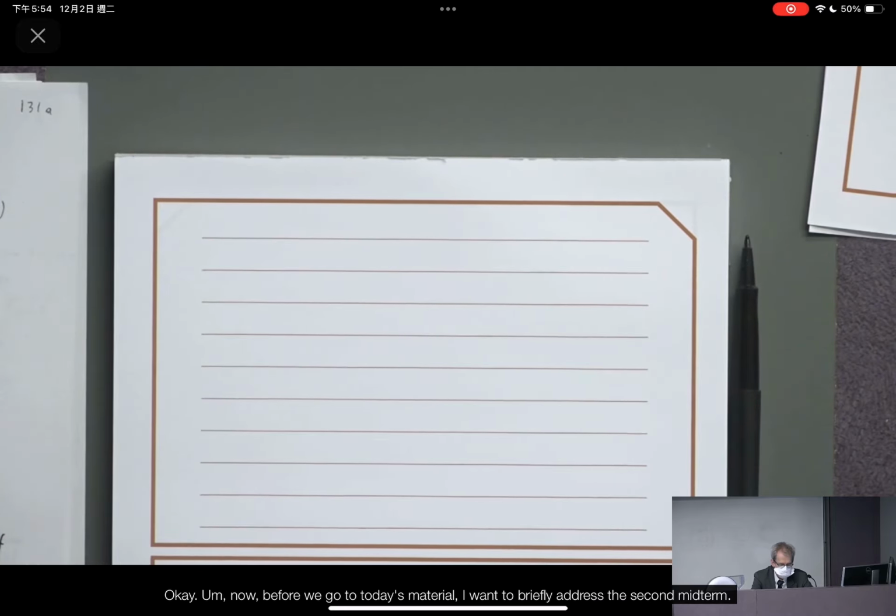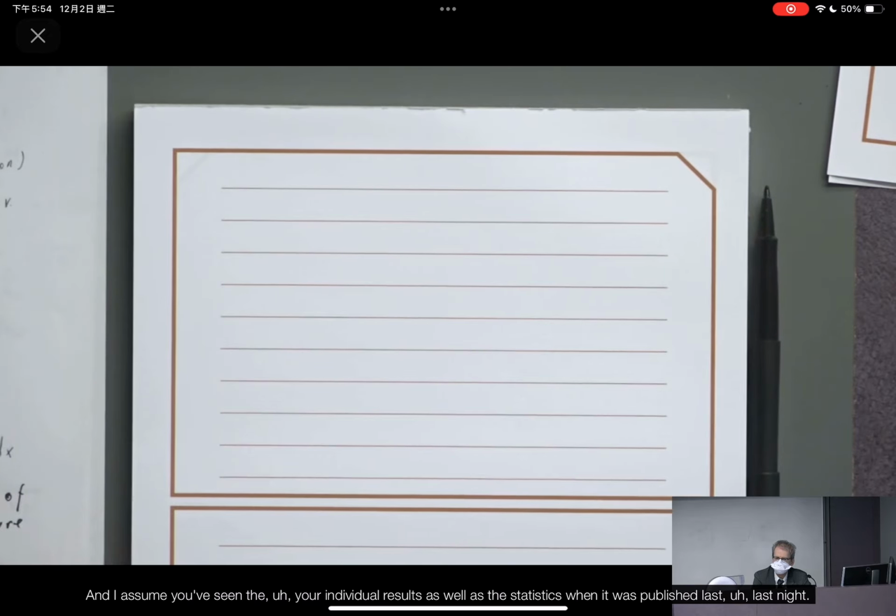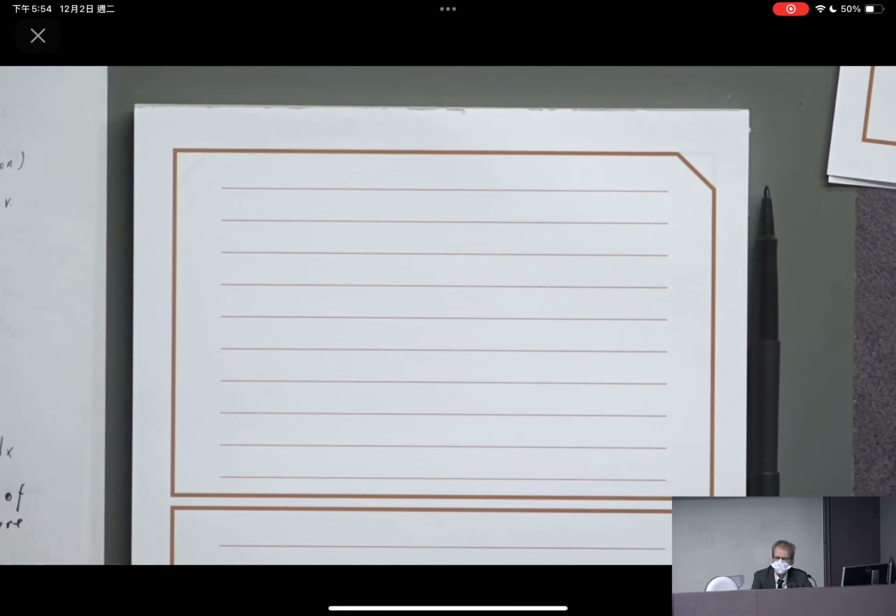Okay, now before we go to today's material, I want to briefly address the second midterm. As you've seen your individual results as well as the statistics, it was published last night. So we had a strikingly similar result to the first midterm as far as statistics are concerned. Both mean and variance were fairly similar.